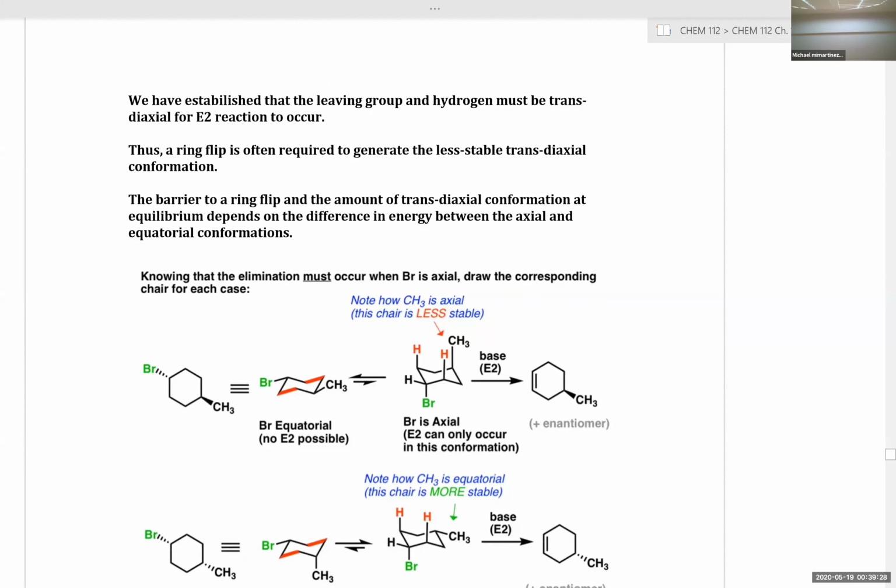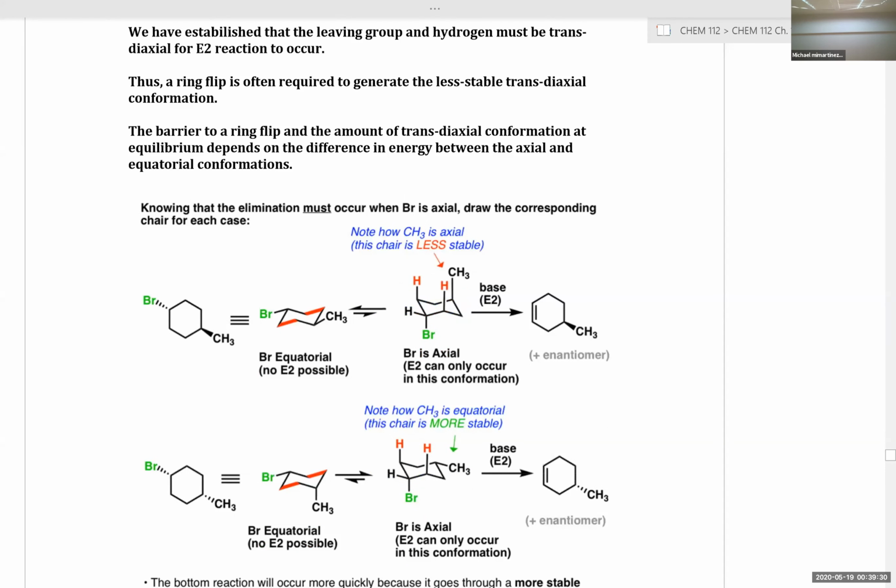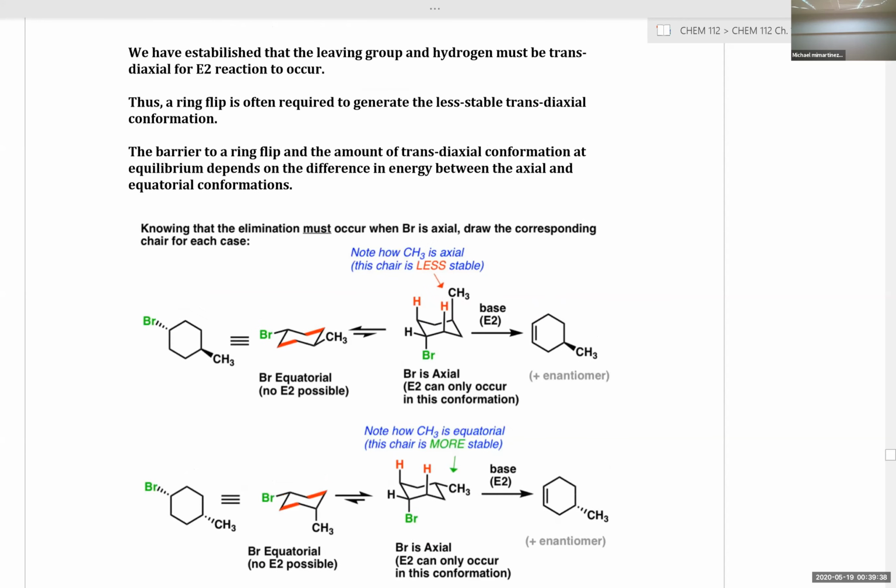So you may say, well, that's great. I just draw my cyclohexane conformation, I ring flip it, and I identify my transdiaxial hydrogens. Now, one important catch to all of this is a ring flip is required to generate the less stable transdiaxial conformation. And I'm just going to put in parentheses, the usually less stable transdiaxial conformation.